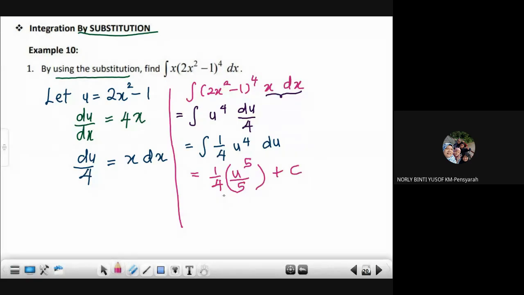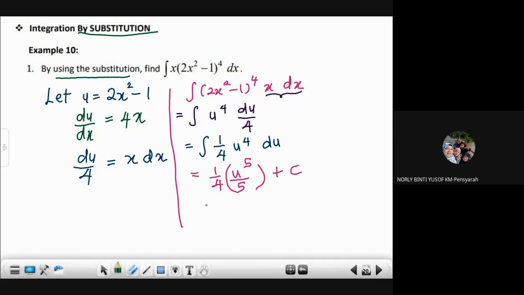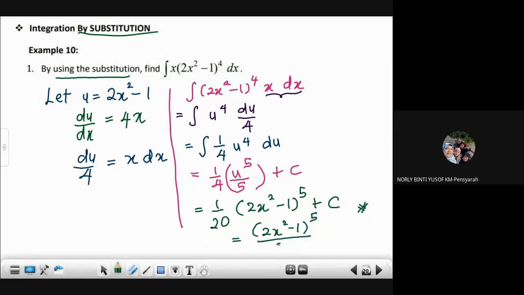Okay, dah dapat ni. Sebab you buat substitution, you kena ganti balik u supaya you punya jawapan you dalam x. Sebab dia nak integral dalam dx kan. Cuma you guna kaedah substitution. So ganti balik 1/4 × 1/5, maksudnya 1/20 lah kan. Okay, u tu ganti. Ni u, iaitu 2x² minus 1. So (2x² minus 1) power of 5 over 20 plus C. Okay, you nak jawab macam ni boleh. You nak jawab dalam single fraction pun boleh. Macam ni (2x² minus 1) power of 5 per 20 tambah C. Dua-dua boleh.